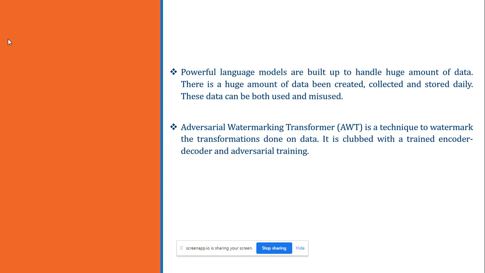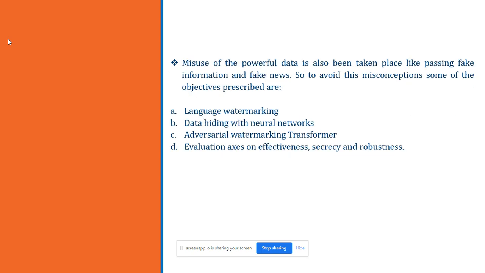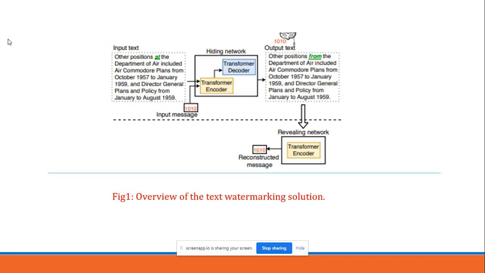It is clubbed with a trained encoder and decoder and adversarial training. Misuse of the powerful data also takes place, like passing fake information, fake laws and fake news. So to avoid this misconception, some of the objectives prescribed are language watermarking, data hiding with neural network, adversarial watermarking transformer, and evaluation across the axes of effectiveness, secrecy, and robustness.